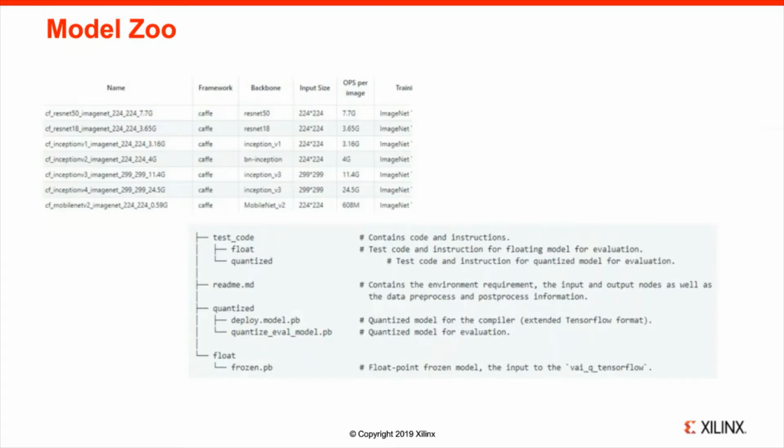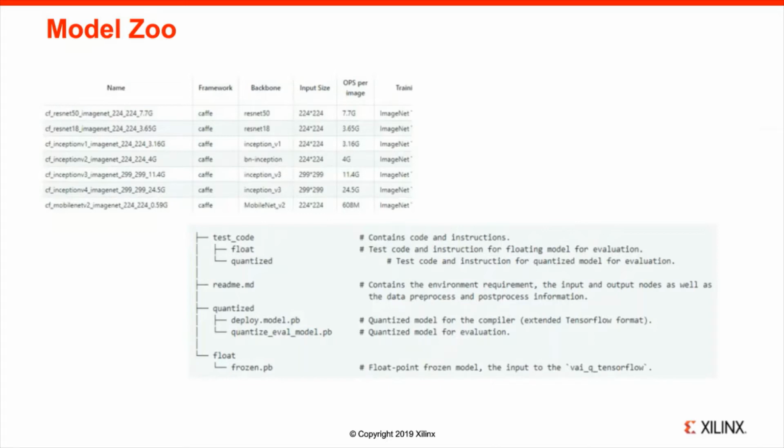For each model you download, the repository looks like the bottom screenshot. The most important file here is this readme.markdown. It contains all the useful information of this model, including the input-output names, and also pre- and post-processing, etc. And in this repository, you will find the float model, which is the baseline, and the quantized model, which is ready for deployment. The inference scripts of both the float and quantized models are provided here as well.